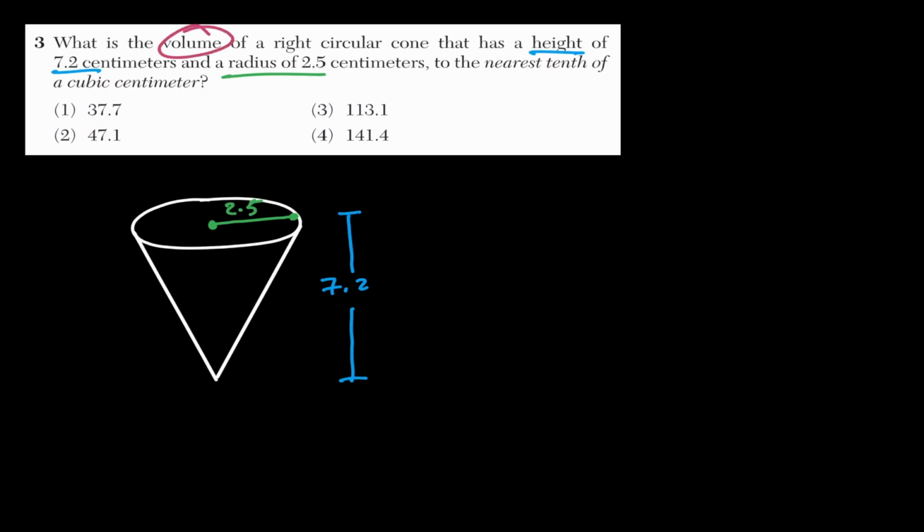Well, if volume is what we're interested in, we have a formula for that. The volume of a cone is equivalent to 1/3 times the area of a circle, pi r squared, times the height of the cone. And notice that we have all the information, because when it comes to the radius, we have it as 2.5, and when it comes to the height, we have it as 7.2.